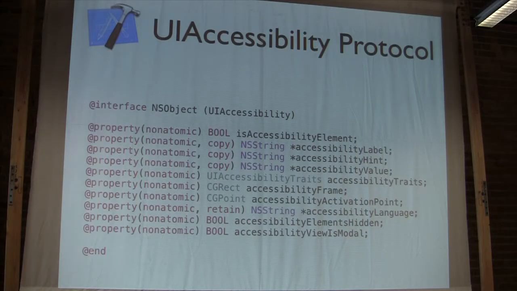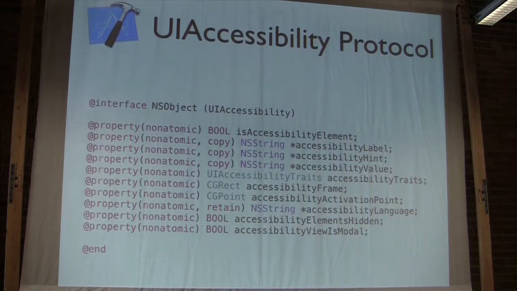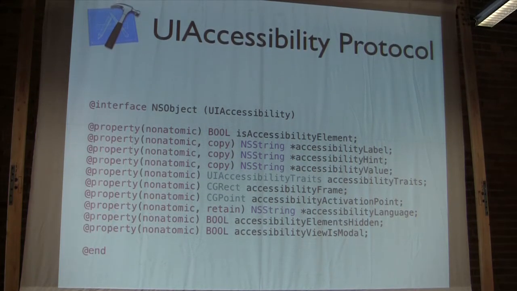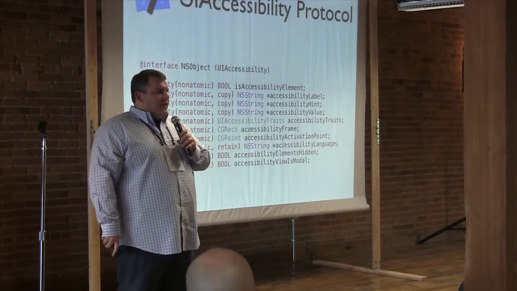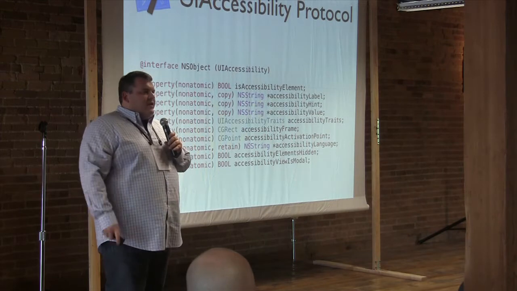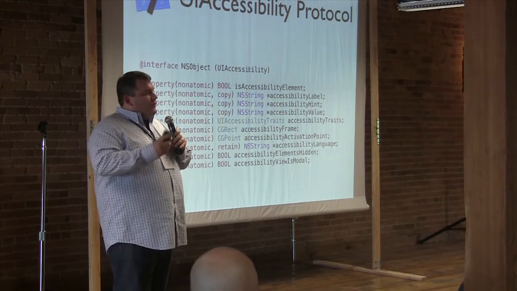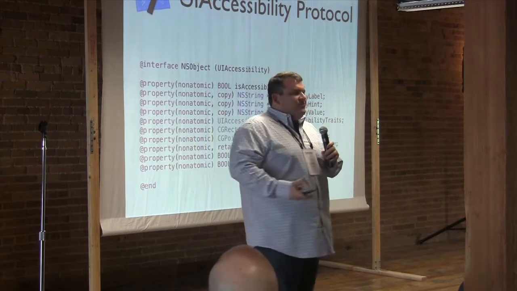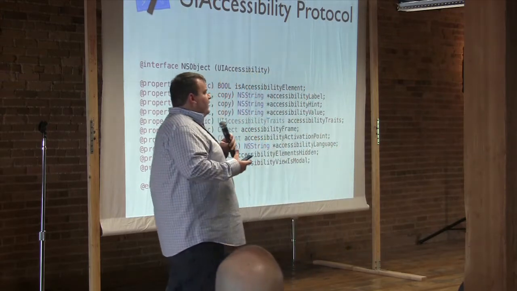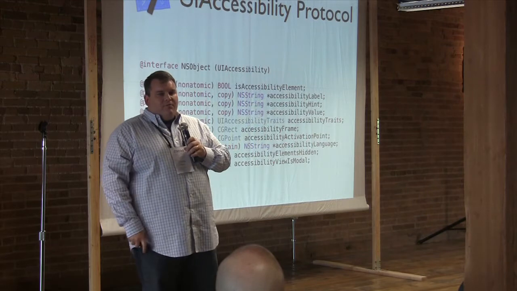Now, the UIAccessibility protocol has a lot of different properties in it, but of the different properties that are listed, there are 3 that are of primary importance and 2 others that are of secondary importance, and that's all we're going to talk about today. Because with those 5 properties, you can really implement 98, 99% of the VoiceOver functionality that you're going to need in most typical UIKit apps.